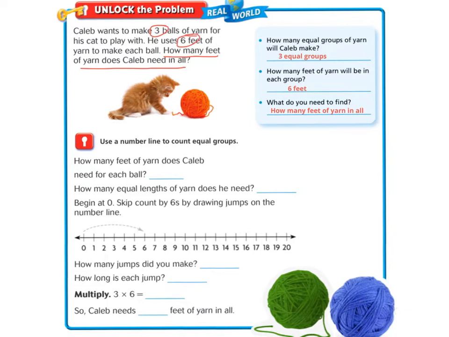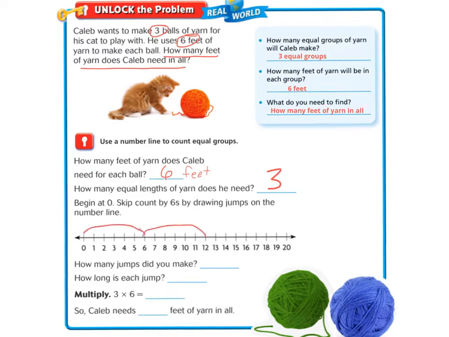How many feet of yarn does Caleb need for each ball? Well, we said that he will need 6 feet of yarn for each ball. How many equal lengths of yarn does he need? Well, we said he is making 3 balls of yarn. So he will need 3 equal lengths of yarn. Let's begin at the 0 on our number line. We will skip count by 6s by drawing jumps on the number line.